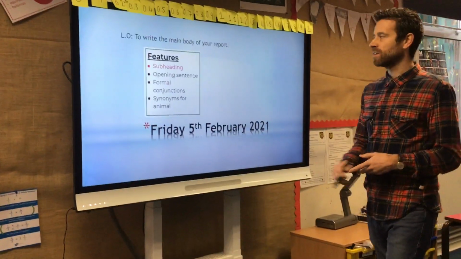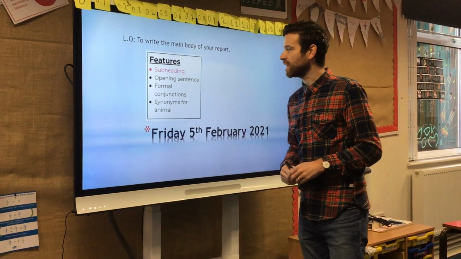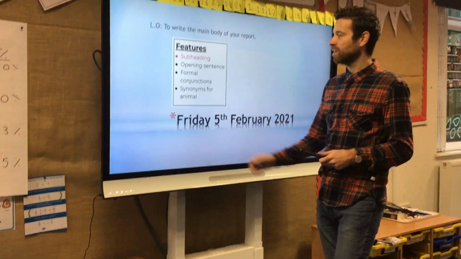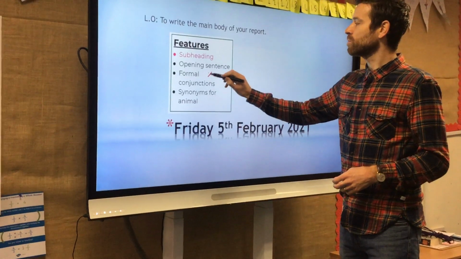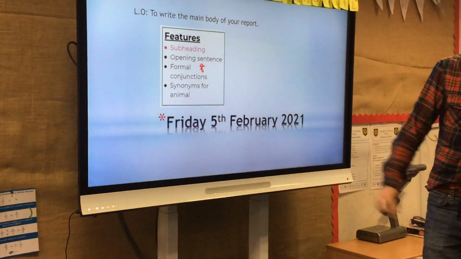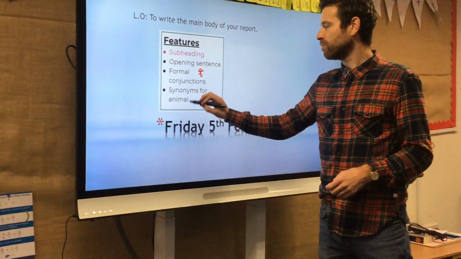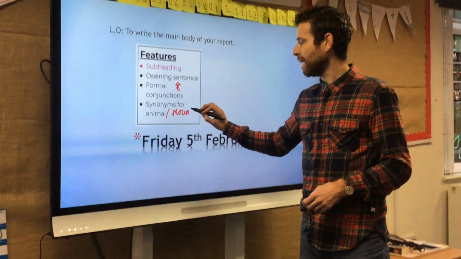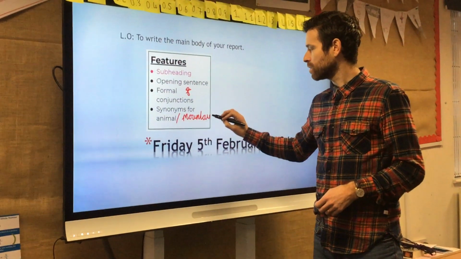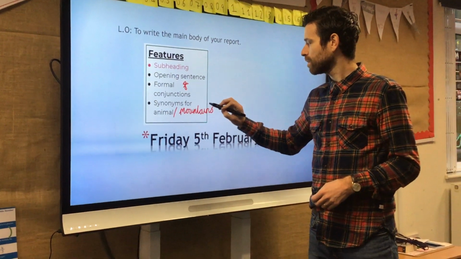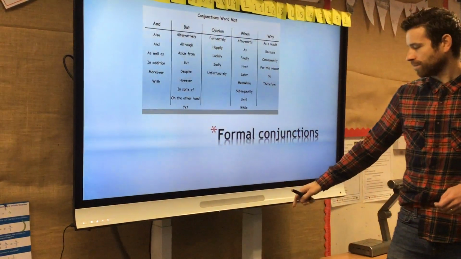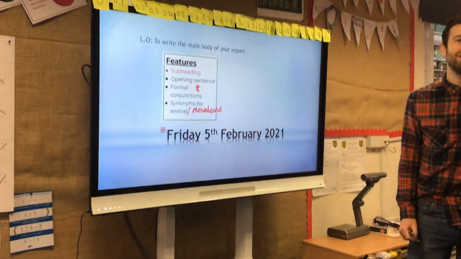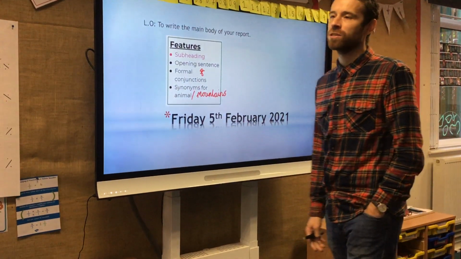The features, which are also your success criteria, are subheading, opening sentence, formal conjunctions, which we're going to talk about, and synonyms for not just animals, but also for mountains as well. Okay. If we think about these formal conjunctions, we know that a conjunction does what?